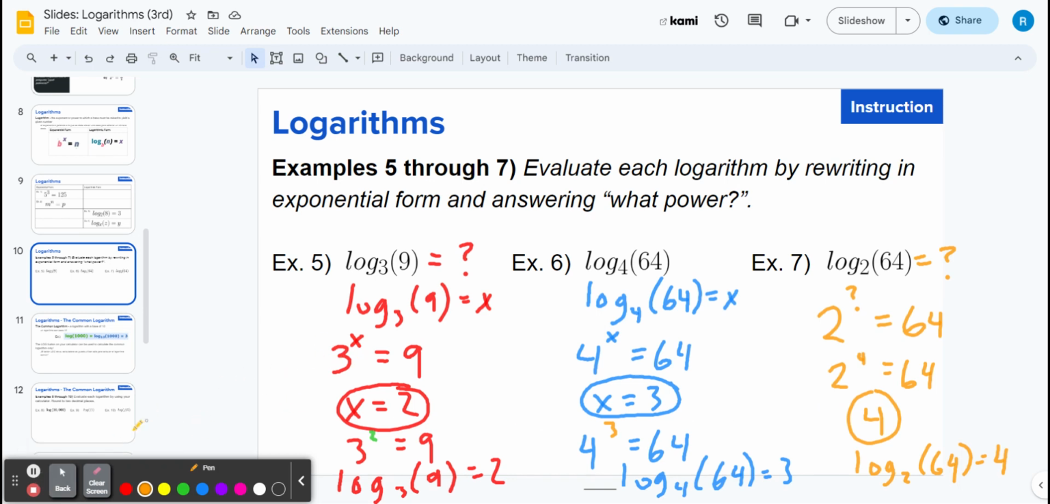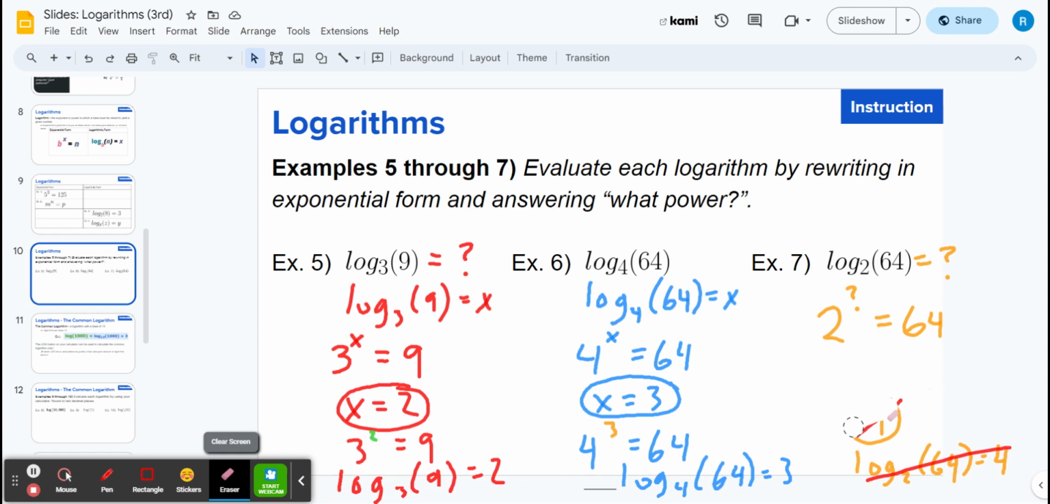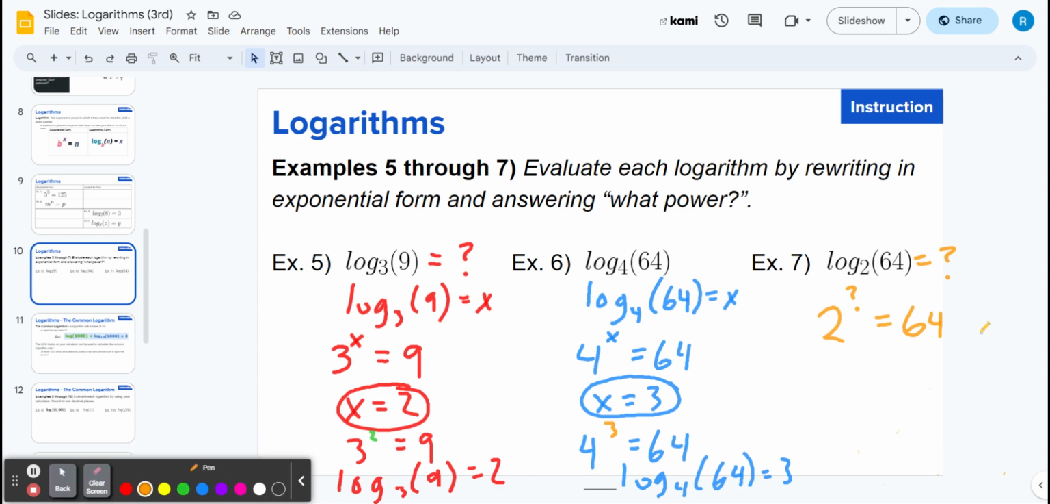And I'm realizing right now that I made a mistake. Hopefully some of you caught it. It is not 2 to the fourth power. That is incorrect. So my work there for my orange example is wrong, which is why it's important to go slow and check your work. Let me erase that and back up. Set it up right. Still going 2 to the what power equals 64.